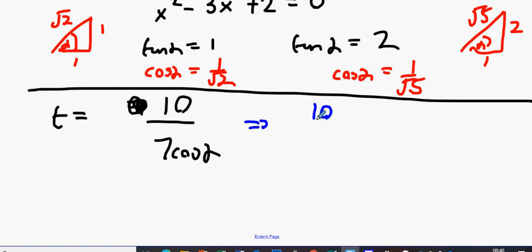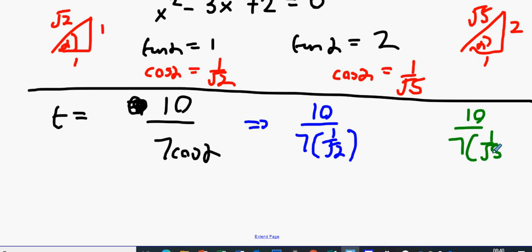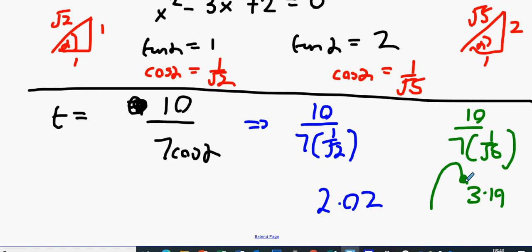First value is 10 over 7 over 1 over root 2. The second value would be 10 over 7 over 1 over root 5. And both answers turn out to be, one of them is 2.02, and the other answer is 3.19. 3.19 is the high arcing one where it hits it on the way down, while the shorter time is the blue one where it hits it on the way up.